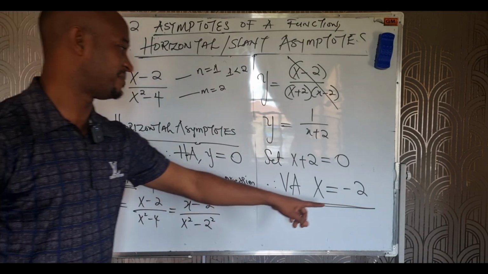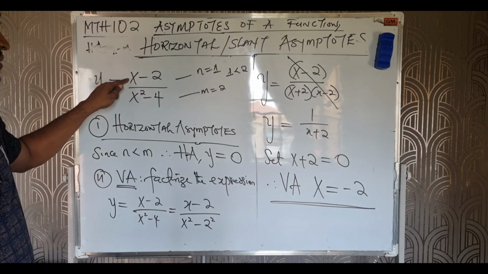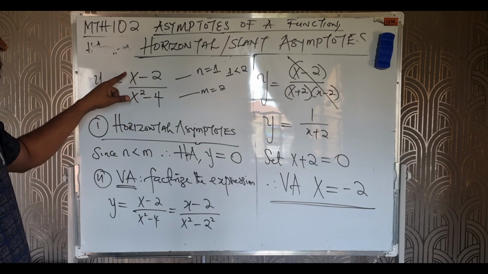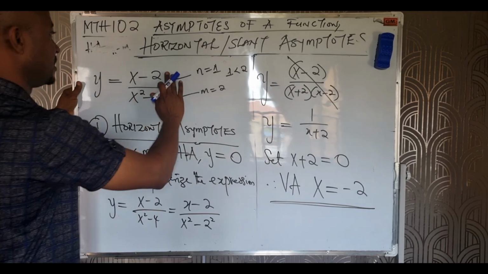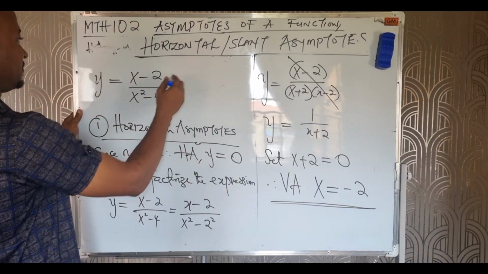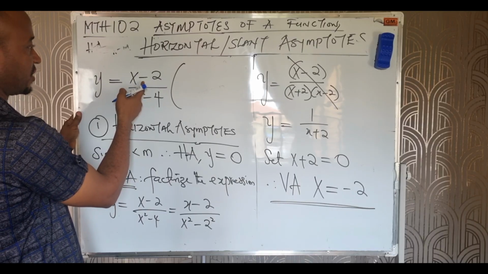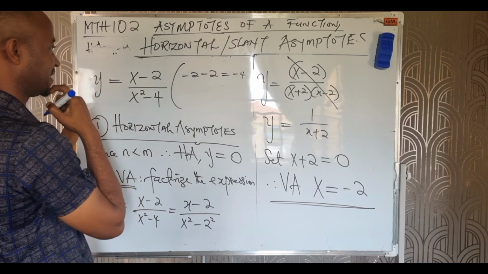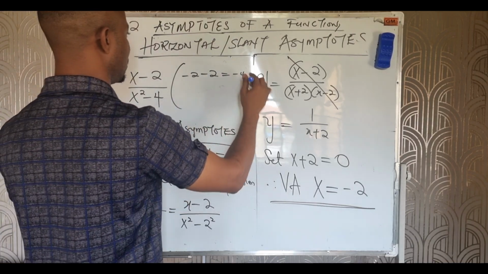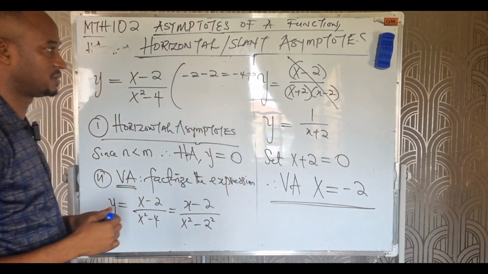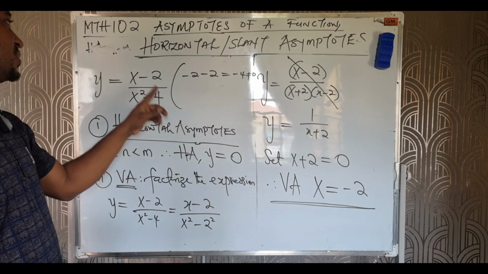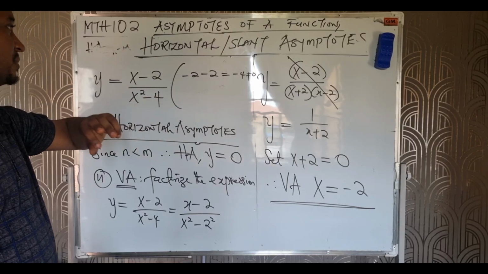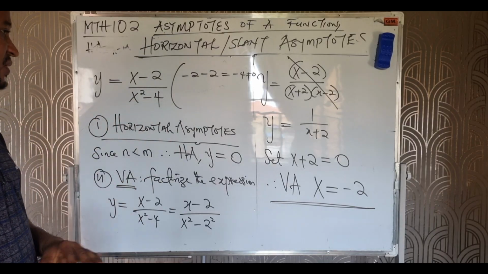To verify, we have to test this and see. Let's verify. Putting the value of x as minus 2 in the original denominator gives us minus 2 minus 2, and the answer is minus 4. All right, and minus 4 is not equal to 0. Do you understand the concept here? If after putting the value here, the answer is 0, it simply means that there is no vertical asymptote.